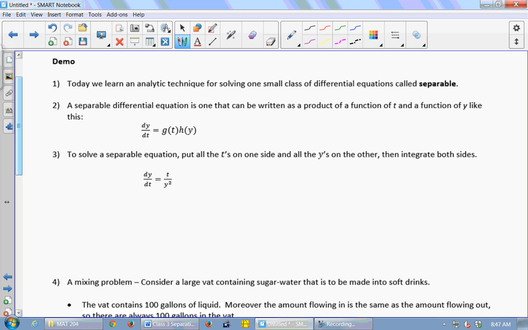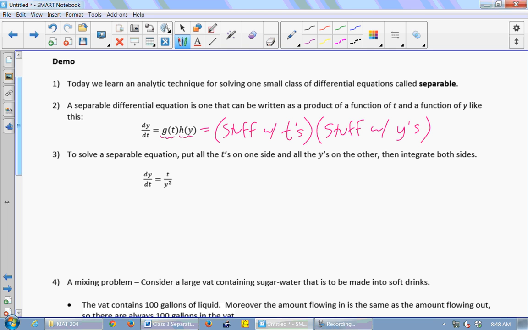All right, so to solve a separable equation, and a separable equation means it can be written as some stuff with t's times some stuff with y's. So it might not be given to you that way, but if you can make it that way, then you can solve it by separation of variables.